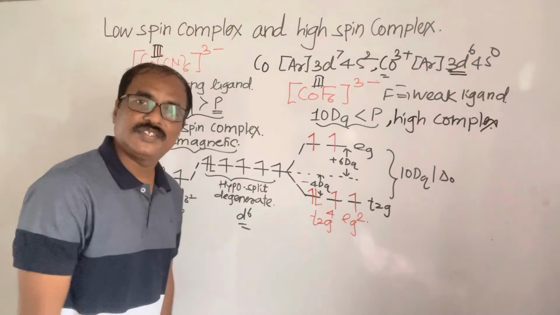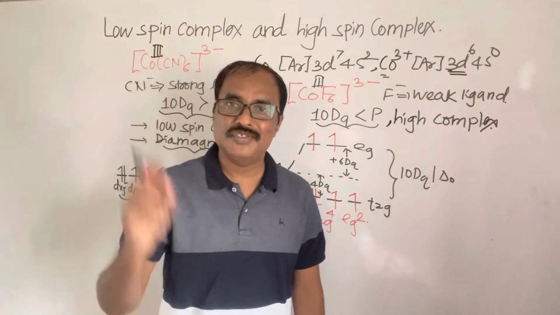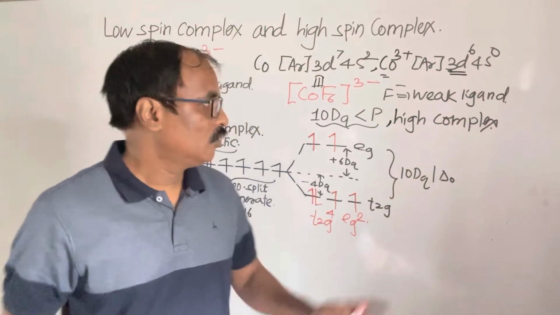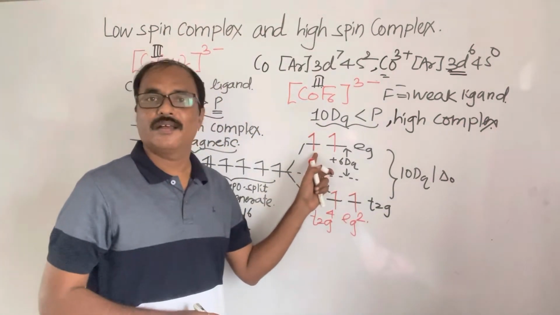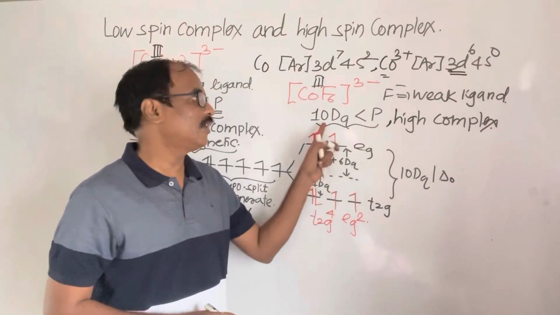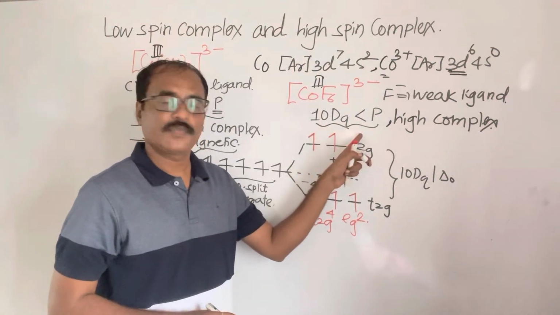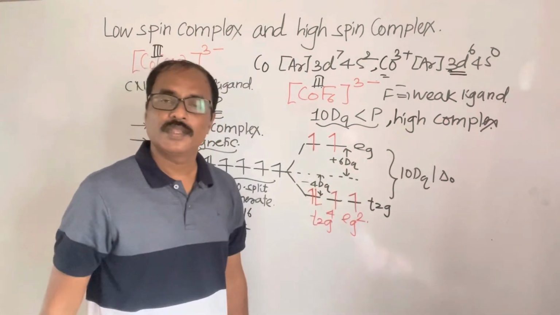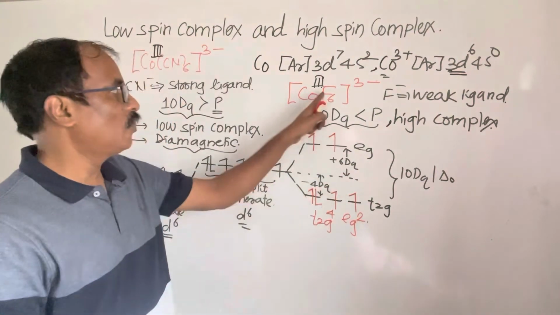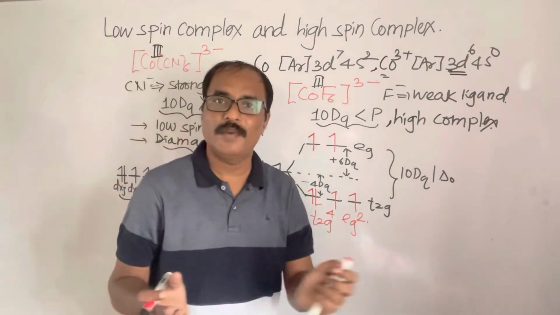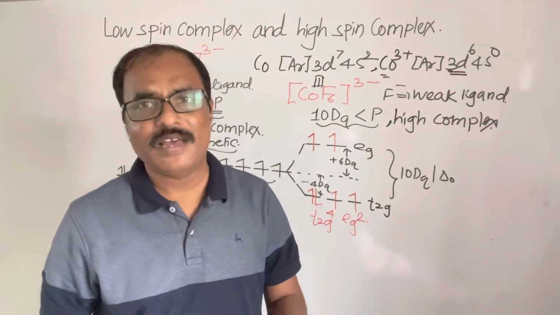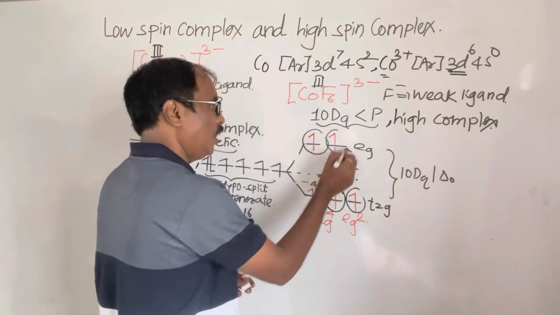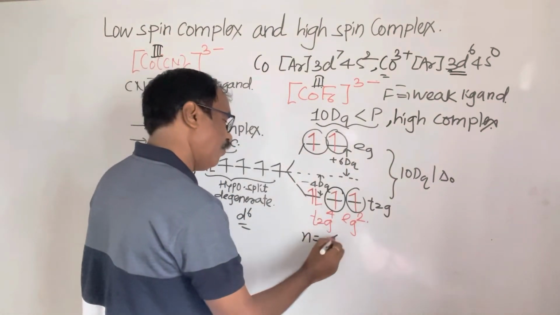10 Dq is less than P. Fourth electron enters in eg instead of t2g. Instead of pairing of electrons, वो इलेक्ट्रॉन कहाँ पे एंटर करता है? eg में एंटर करता है क्योंकि इसकी एनर्जी कम है. 10 Dq is less than, what is the relation? 10 Dq is less than P. So fourth electron will enter in eg. That is why this complex is said to be high spin complex. Now tell me this complex, that is hexafluorocobaltate 3 ion, whether paramagnetic or diamagnetic. Complex is paramagnetic because here unpaired electrons are there. These are unpaired electrons. How many unpaired electrons? n is equal to 4.